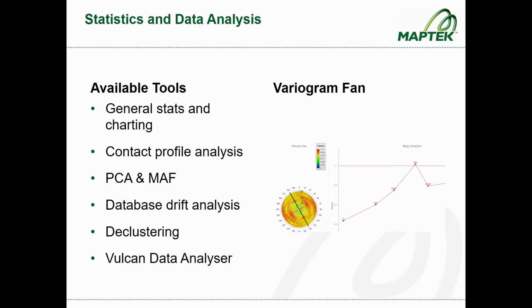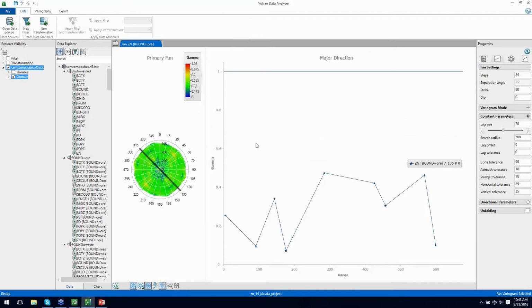And as I mentioned, the data analyzer currently is where we're going to generate our variograms and variogram models. So the first part of using the data analyzer would be creating a fan variogram to help identify your major direction of continuity and seeing how well that lines up with the conceptual knowledge you already have about your deposit.